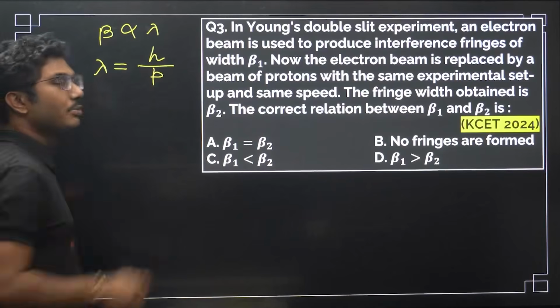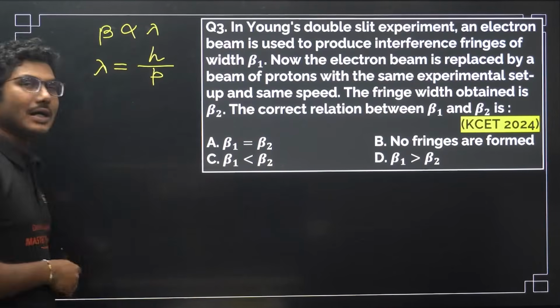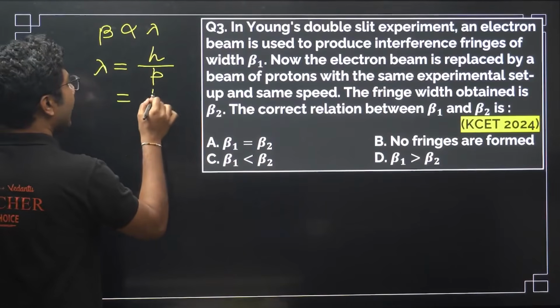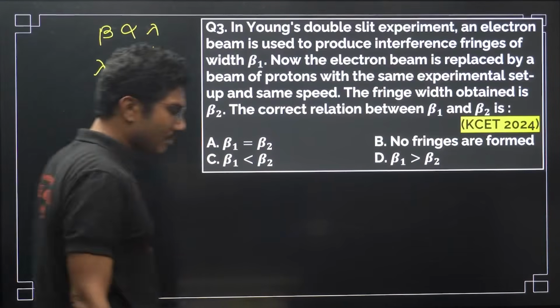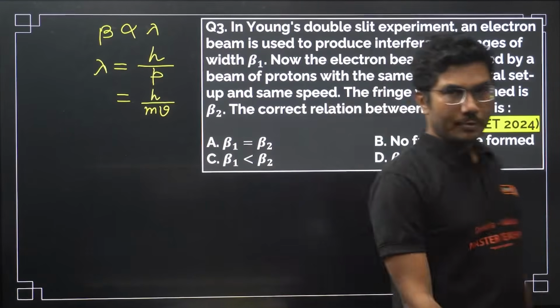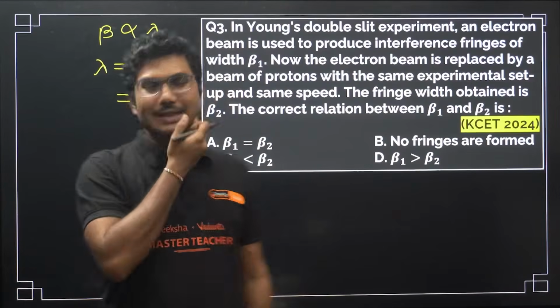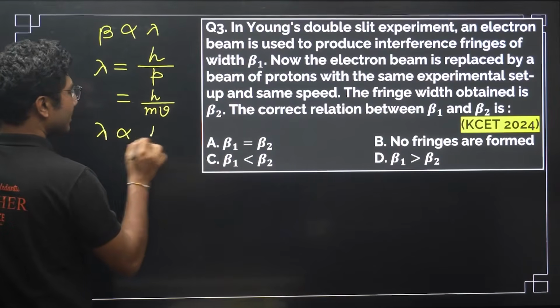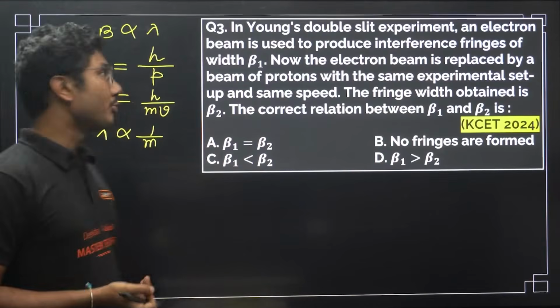This is called the de Broglie wavelength, where p is the momentum of the particle. h is called Planck's constant. Momentum is given by mass into velocity. So from this calculation we can say that wavelength is inversely proportional to mass.